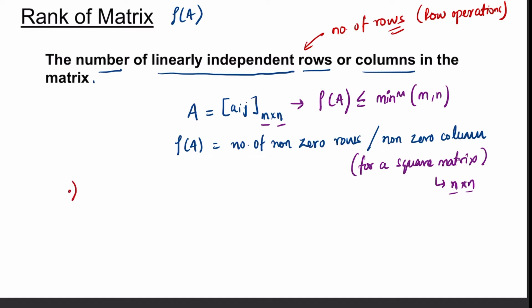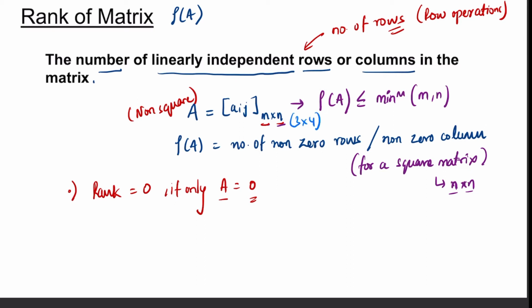So a matrix will be having a rank of 0 if and only if the matrix itself is 0. So here matrix A is 0 matrix. Other property we already saw for non-square matrix, right, in which let's say this is a 3 by 4 matrix. So by this definition, rank of matrix will be definitely less than or equal to 3.